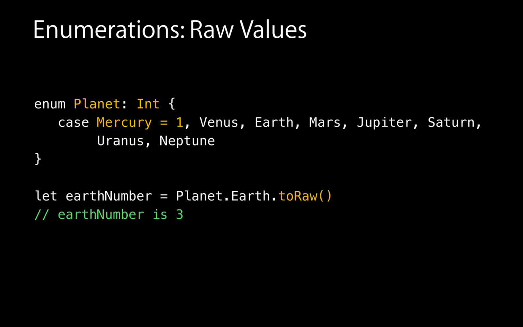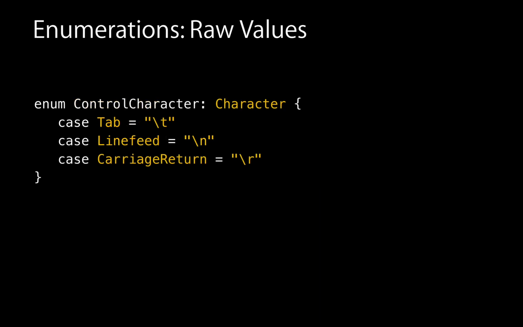Let's create a constant earthNumber, and I'm going to set it to the rawValue of Planet.Earth, and that will give me back 3. That's how I get the raw value back out. So I can use integers as an underlying value. But in Swift, I can use other types as well, such as a string or maybe a character. Here I can now name the tab, line feed, and carriage return characters using an enum.